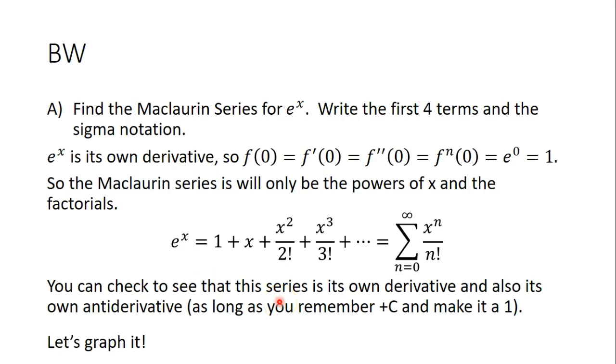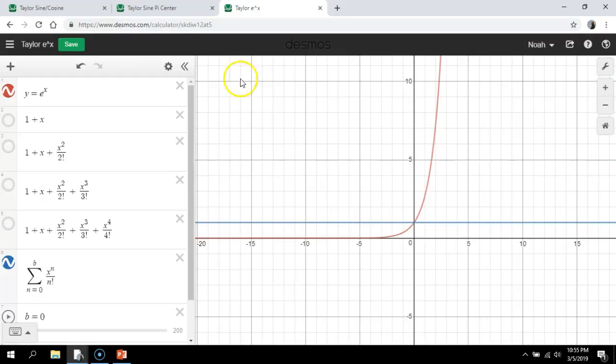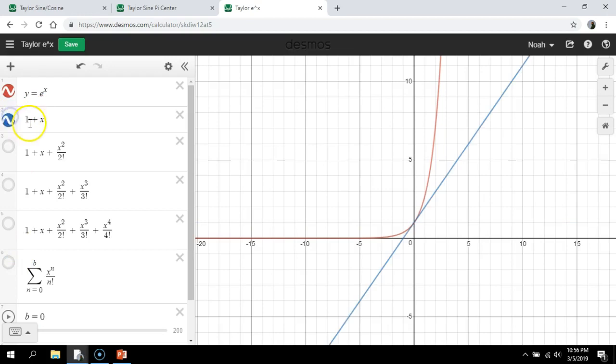So let's take a look at the graph of this. And this graph is kind of similar to the sine and cosine ones that we saw the other day. So I've got e to the x graphed. And I'm going to actually turn this off for a second. We're going to start with something very simple, just 1 plus x. So there's our linear approximation of e to the x, and it's perfect right at x equals 0, but it's not good anywhere else, right? It's okay close to 0, but it gets bad very quickly.